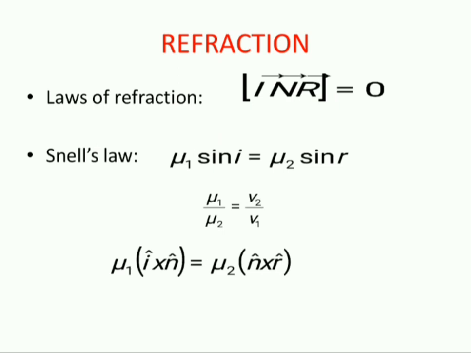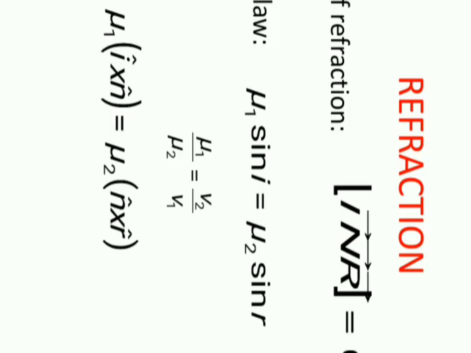And how is refractive index related to speed? We know it is inversely related to speed. Denser the medium, lesser will be the speed of light. So mu1 by mu2 is v2 by v1. If you express Snell's law also in terms of vectors, then if I cap, n cap and r cap represent unit vectors in the direction of incident ray, normal and the refracted ray, then mu1 into I cross n should be mu2 into n cross r. Okay, this is how you can also write this law in vector form.